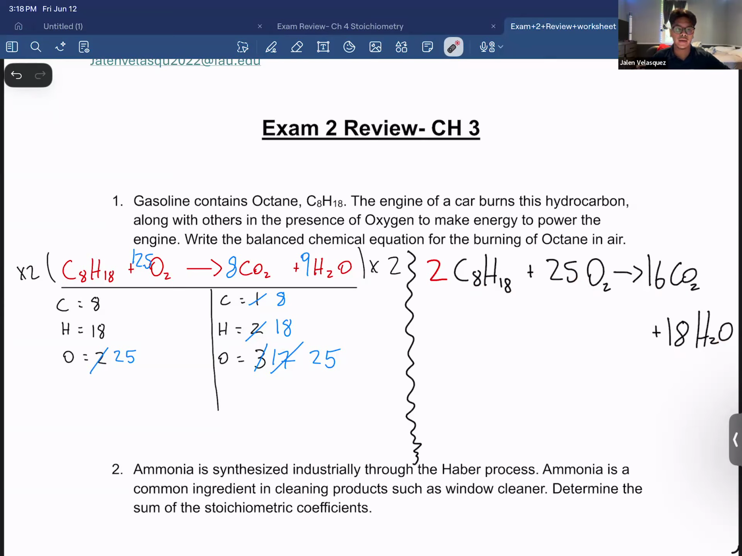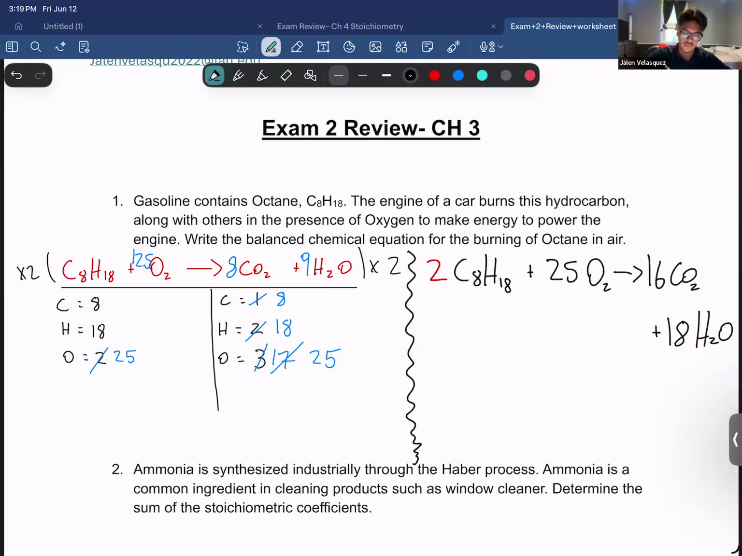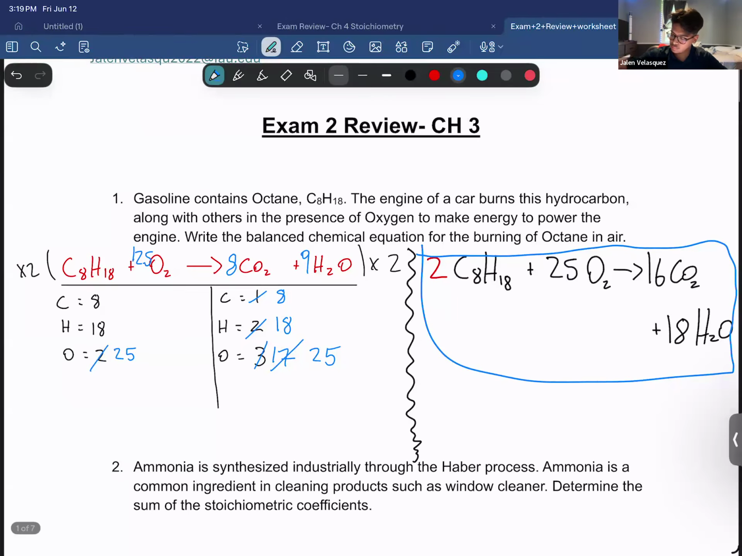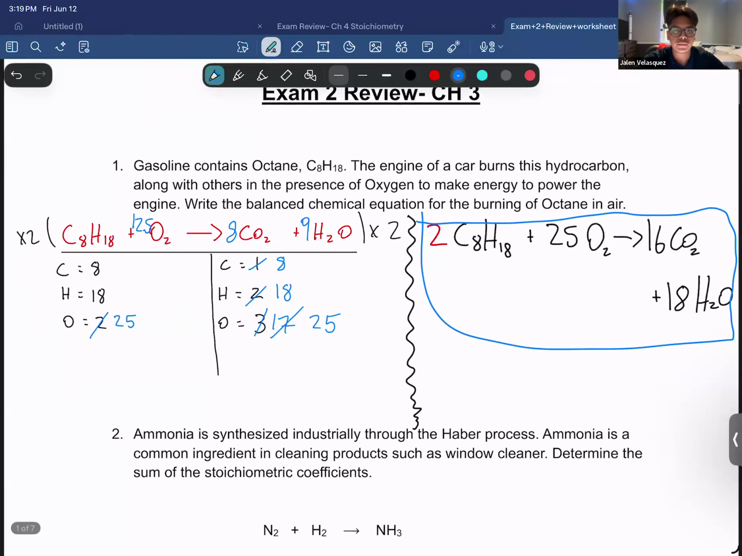Any questions on that combustion reaction? This one here is your final answer. Any questions about number one?